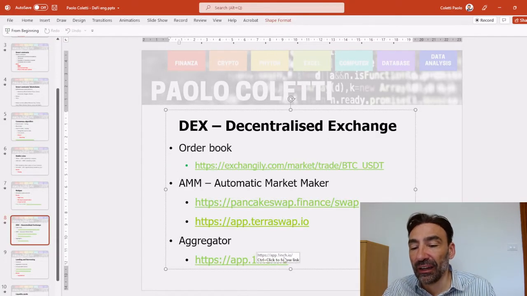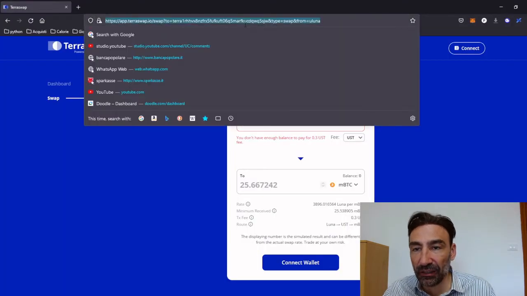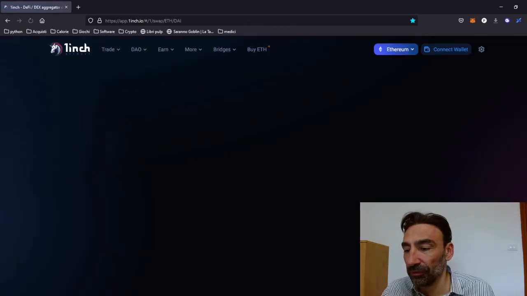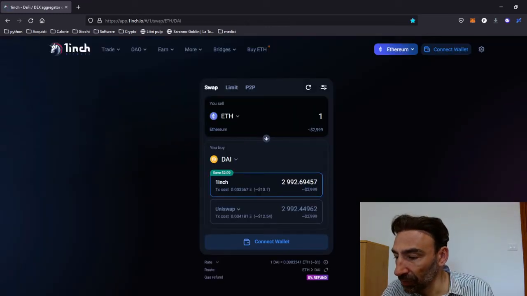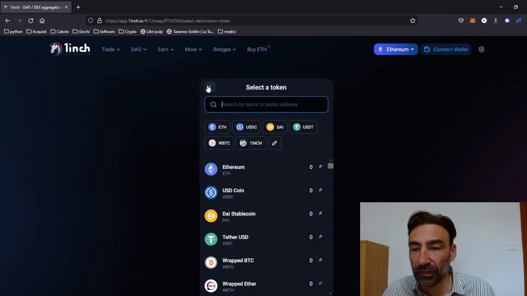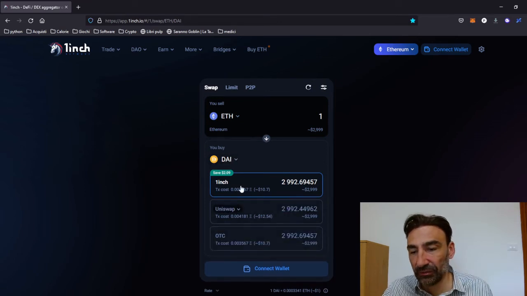Okay, there are some aggregators. What do aggregators do? Aggregators simply check different markets and find the best option for you. This is an example of an aggregator. Cookies, I agree. So for example, suppose I want to change one Ether for one DAI. Here the aggregator says, very well, you have two options, Uniswap or OTC. This is slightly better for me, so it suggests this one and says that I'm saving $1.